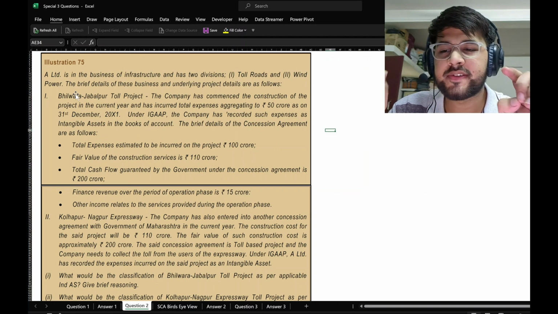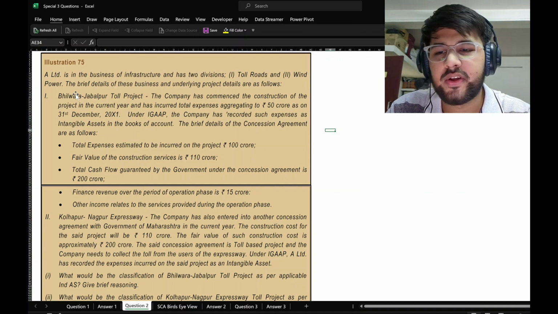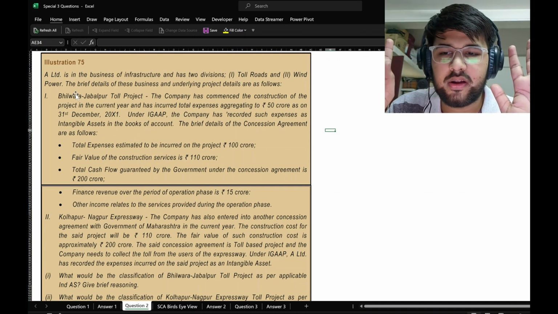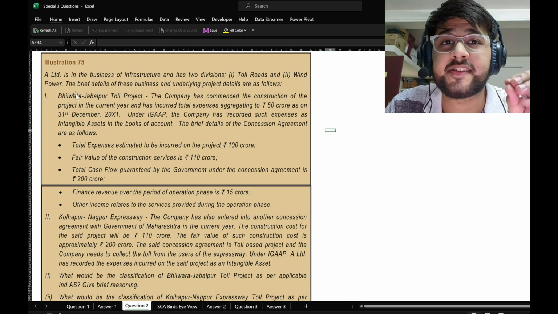During their operation phase, and the remaining net income, which is of course after the financing cash flows, is 185. That would be related to their other services during the operating phase. These all would be provided by the grantor, that is the government.